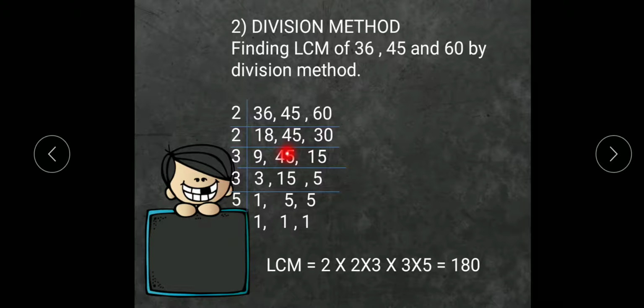So I will take 3, because 9, 45 and 15 are divisible by 3. On dividing by 3 I get the numbers 3, 15 and 5. Now I will again divide by 3, as 3 and 15 are divisible by 3, and keep the number 5 as it is. Lastly, I get the two numbers 5 and 5. I will divide by 5, the next prime number. So I have received all the prime factors, that is 2, 2, 3, 3 and 5. On multiplying all the prime factors I get the answer, my LCM, 180.